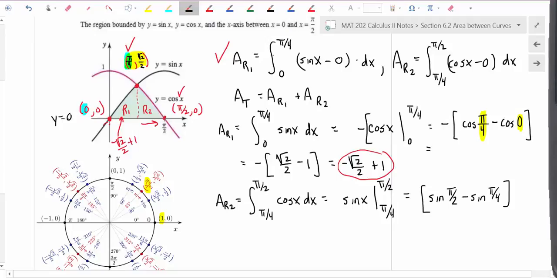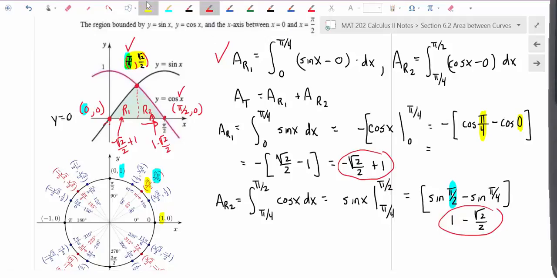Okay, then we can go to the unit circle on this one. The sine of pi over 2 is the y value, so that's 1. And then the sine of pi over 4 is the y value at pi over 4, so that's square root of 2 over 2. Okay, so that would be the value of that region then. So this region 2 is 1 minus root 2 over 2. Now notice these two things are the same. So that meant that those two areas were equal. They have a symmetry to them.